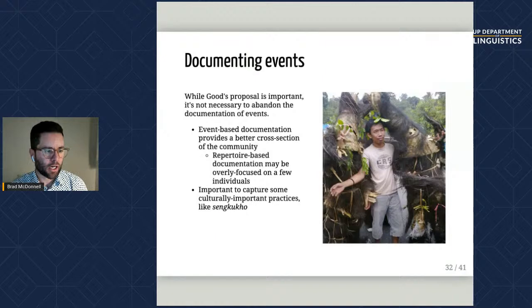I don't plan to get rid of this idea of documenting events altogether. So important cultural events like Sunkuho, which is shown in this picture here, I still want to document those events, and those are things that actually the community is extremely interested in recording and documenting as well. So I won't completely abandon this idea of documenting events.